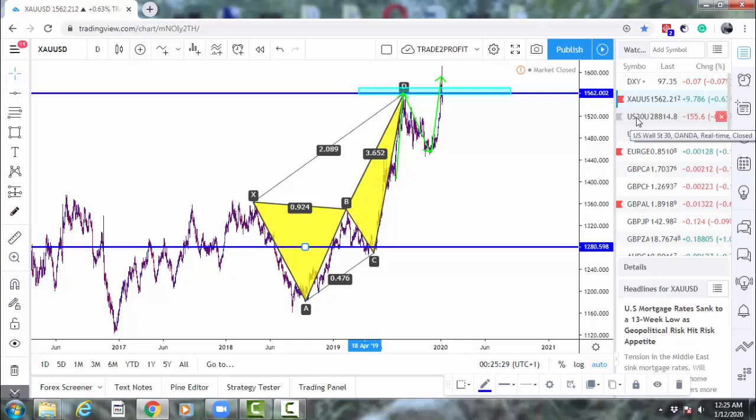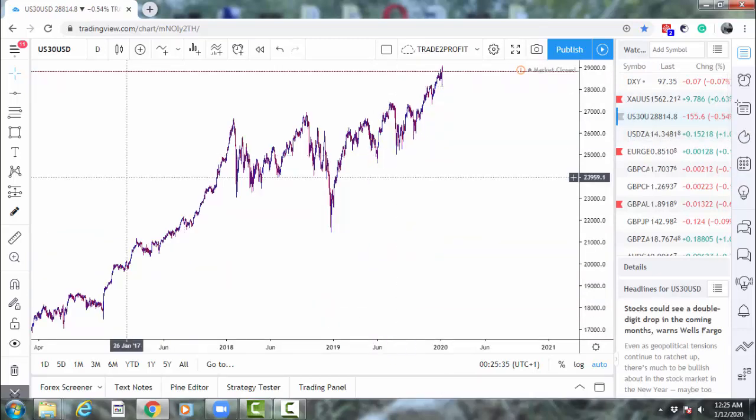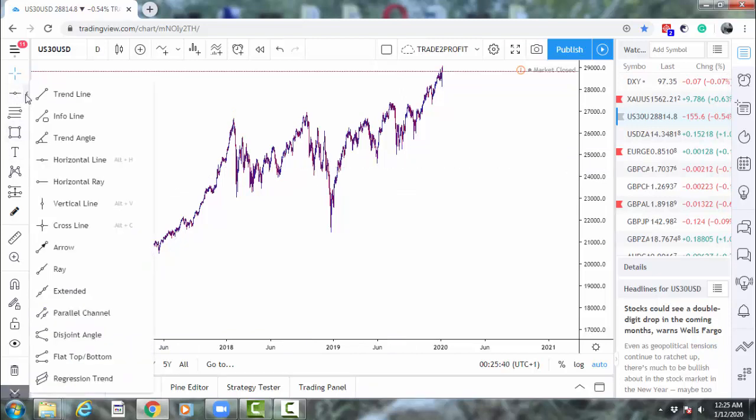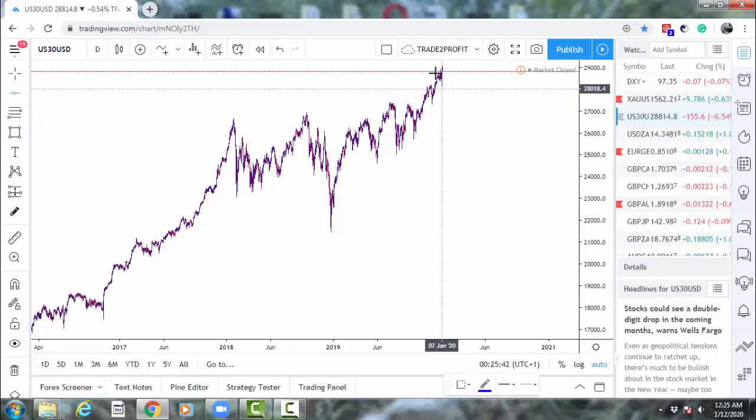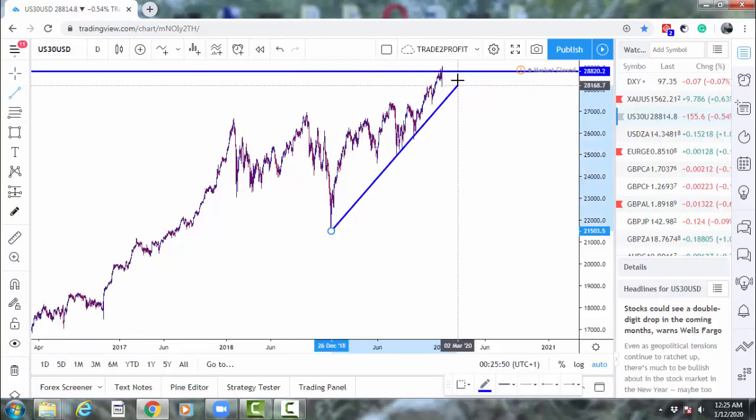All right, so US30, another very interesting pair to watch this week. US30 is also at the point where we should see the market drop. One, it's at an extreme high. Two, price is also at the point where you should see it drop.